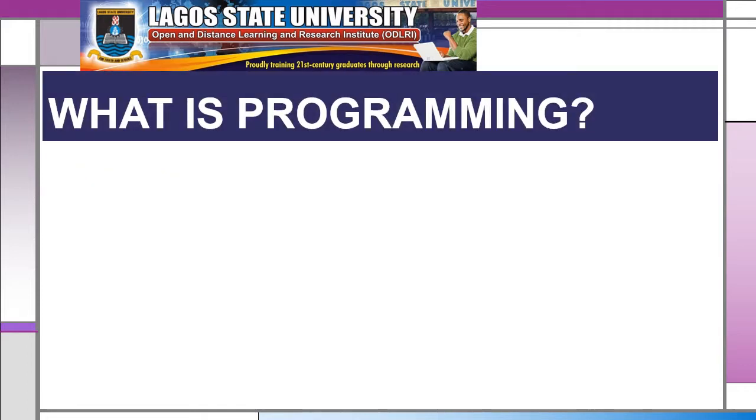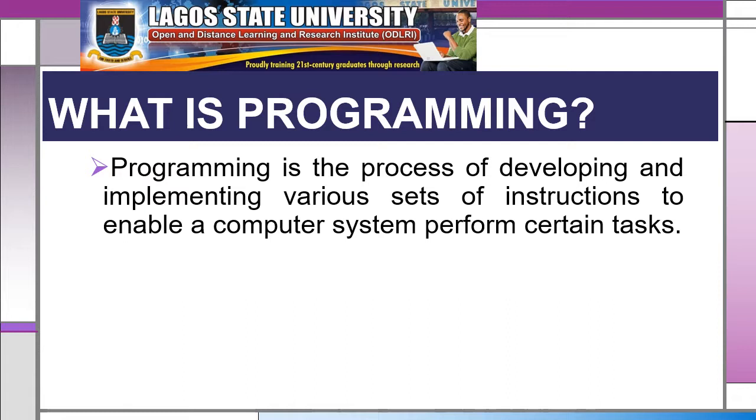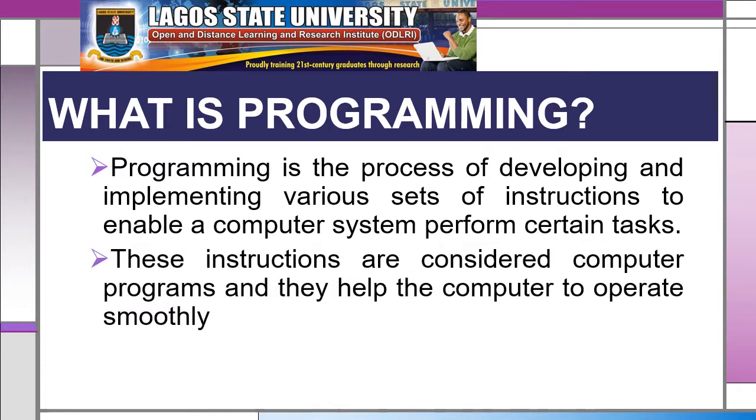So what is programming? Programming is the process of developing and implementing various sets of instructions to enable a computer system perform certain tasks. These instructions are considered computer programs, and they help the computers to operate smoothly.